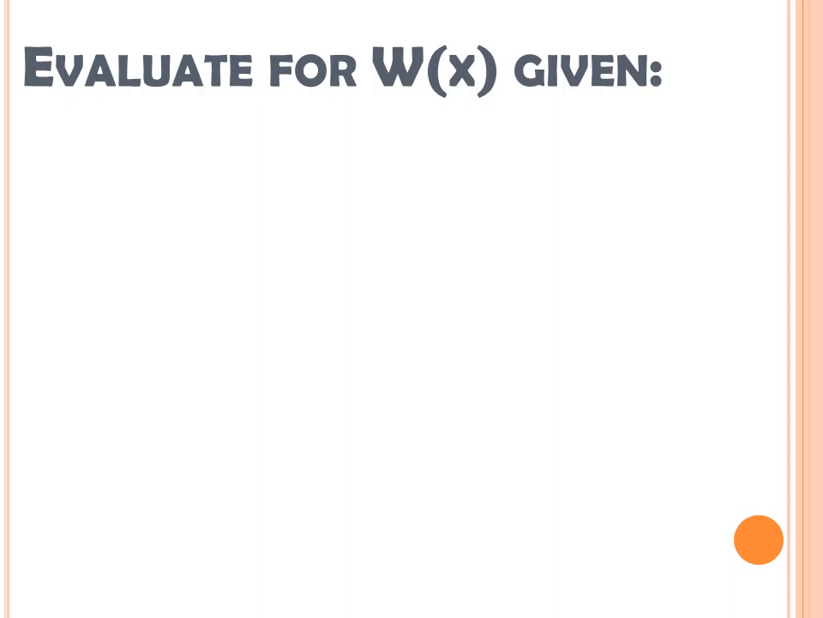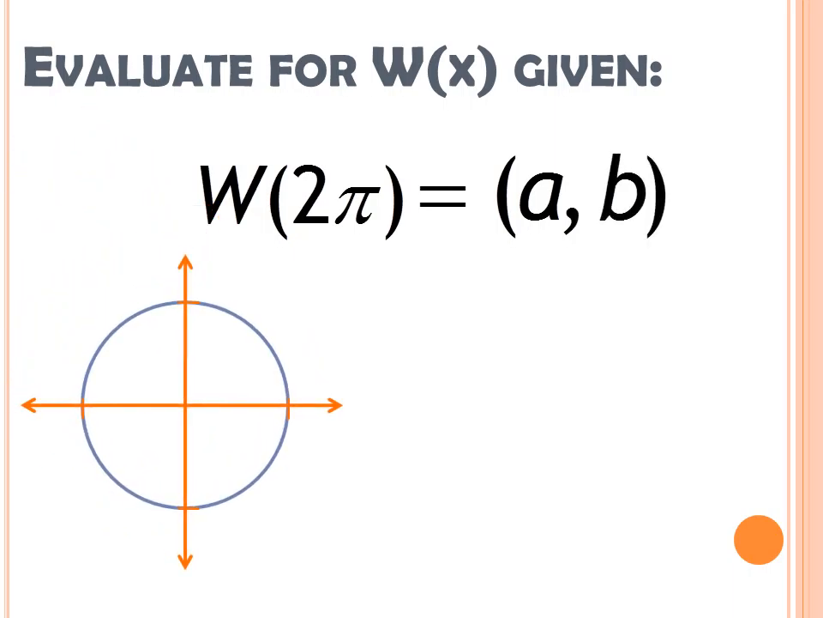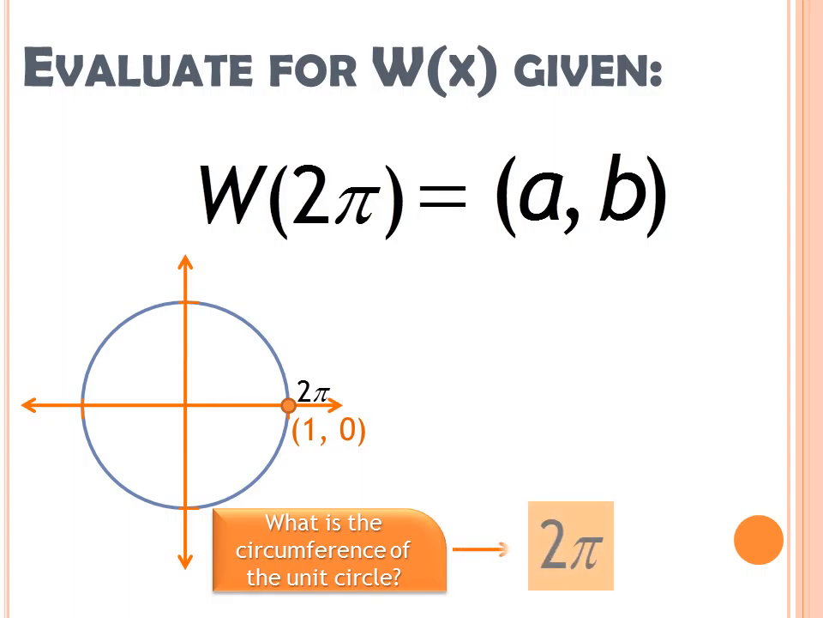Moving on, let us evaluate for w of x given w of 2 pi. We know that it is to be mapped into some coordinate (a, b). We now place our starting point at (1, 0). We also know that the circumference of the unit circle is 2 pi. And so, right, the point lies on the coordinates (1, 0).